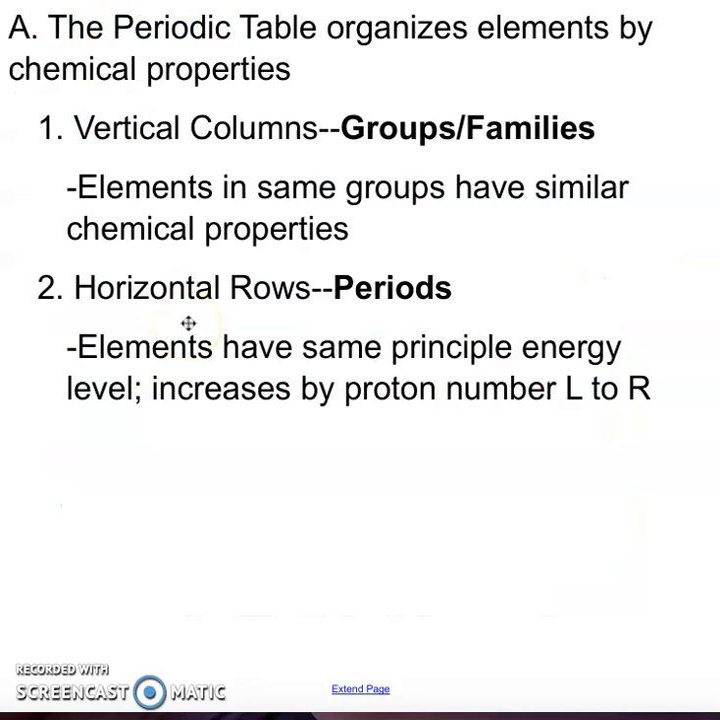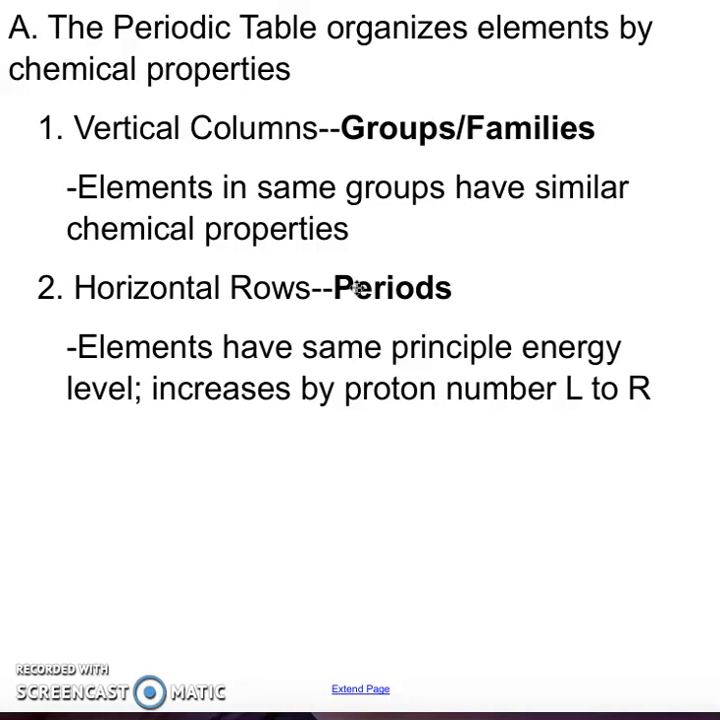So the periodic table organizes our elements by chemical properties. The vertical columns are called groups or families. Elements found in the same group have similar properties. If I look at group 1, we call group 1 the alkali metals. Remember, they have one valence electron. That's why I have a +1 on the periodic table. They will get rid of that electron to fulfill an outer shell of electrons, so they're highly reactive. They react with air and water.